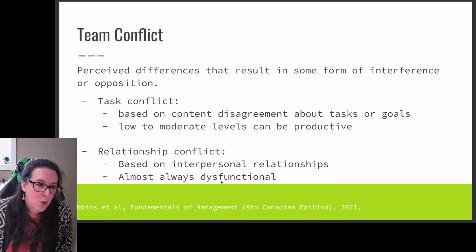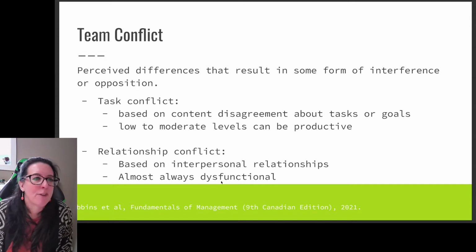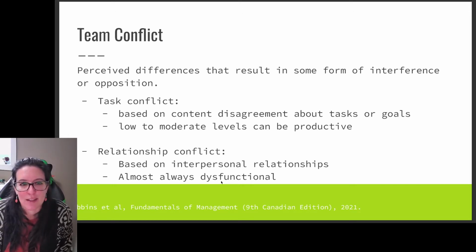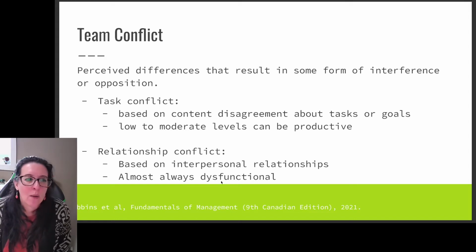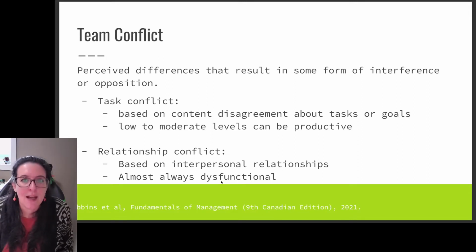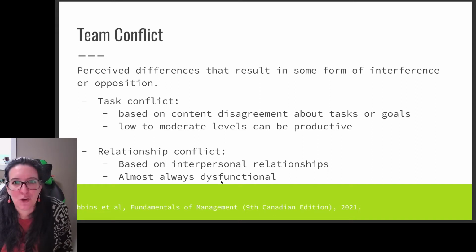So conflict, of course, is some perceived difference that results in some form of interference or opposition. So people are not in agreement. The question is why are they not in agreement? Is it a task conflict? So there the disagreement is about what we're doing or about the goal. Why is it we're doing it? What are we trying to accomplish? Or maybe it's more process oriented in terms of what steps should we take. Task conflict at low to moderate levels is beneficial to the team.